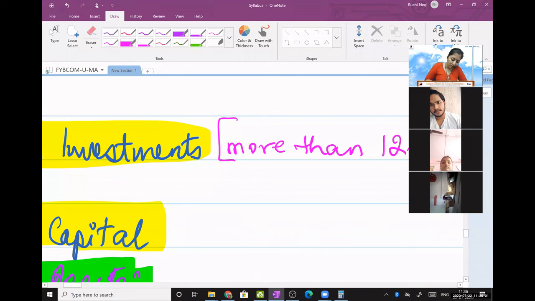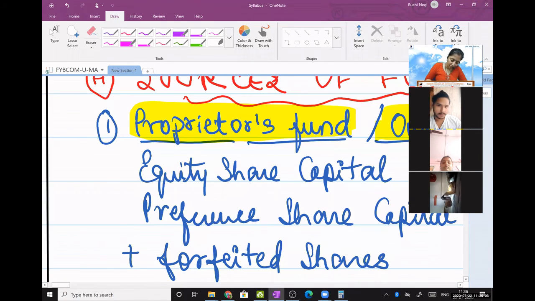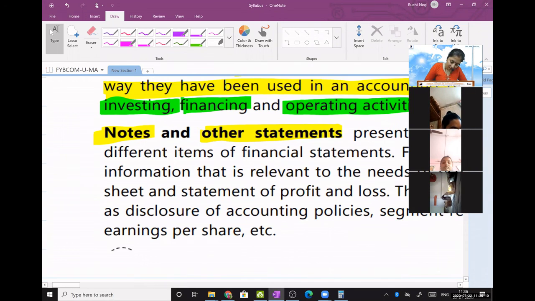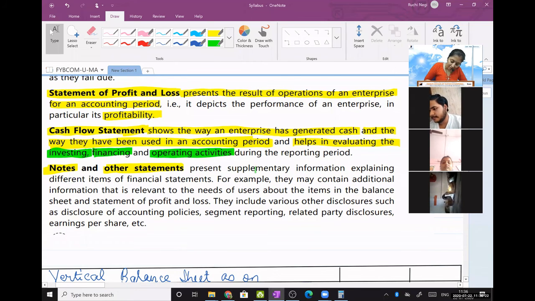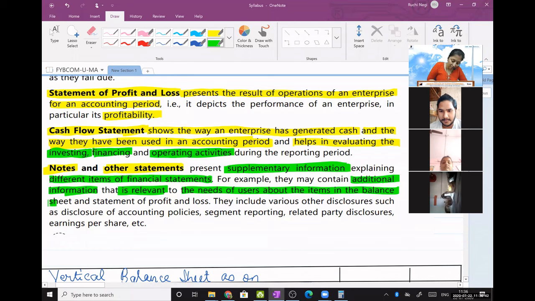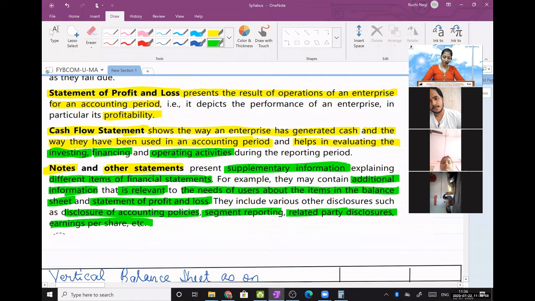Now here I will explain this concept, which is there in the CA textbook. See here, what is it saying? What is notes to accounts? Present supplementary information explaining different items. Supplementary information means additional information regarding different items of financial statements. They may contain additional information that is relevant to the needs of the users about the items in the balance sheet and statement of profit and loss. They include various other disclosures such as disclosure of accounting policies, segment reporting, related party disclosures, earning per share, etc. Is this clear? Understood what is notes to accounts?